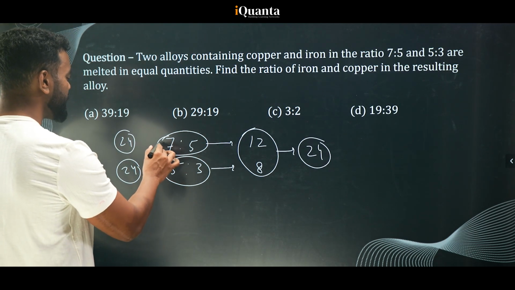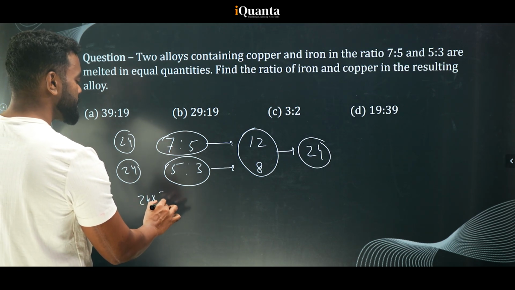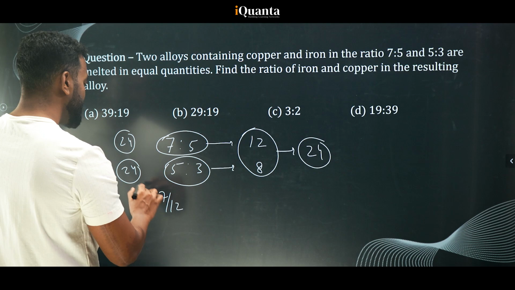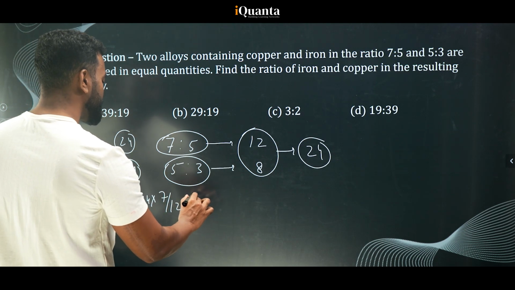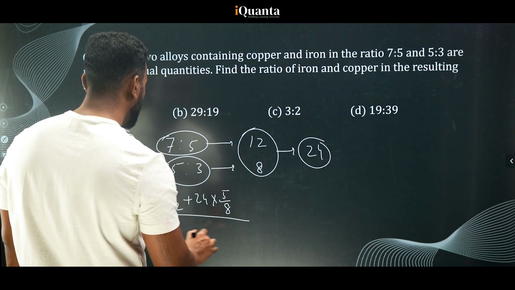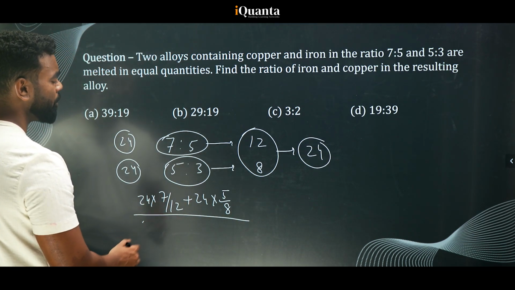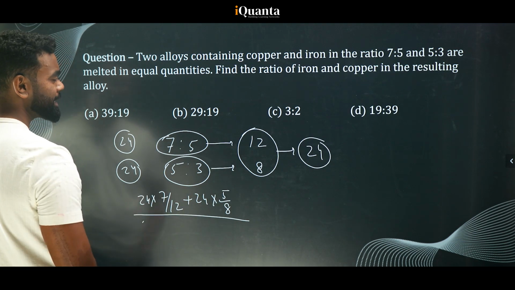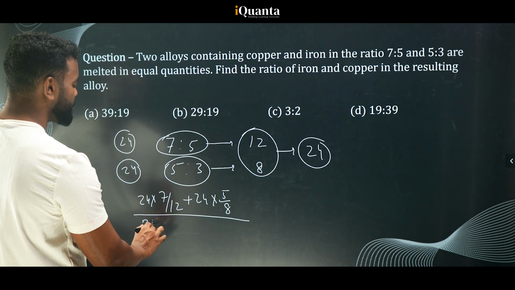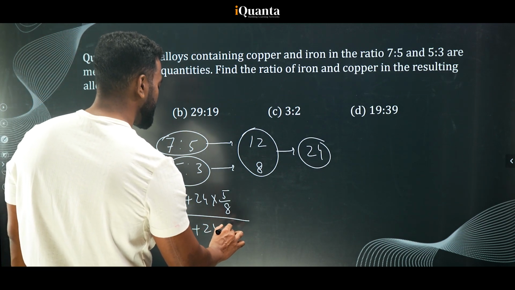So in 24 units, what is the amount of iron? The amount of iron is 24 into 7/12, right? And here what is the amount of iron? That is 24 into 5/8. And what is the amount of copper? This is the amount of copper. So next, what is the amount of iron? That is 24 into 5/12 plus 24 into 3/8.